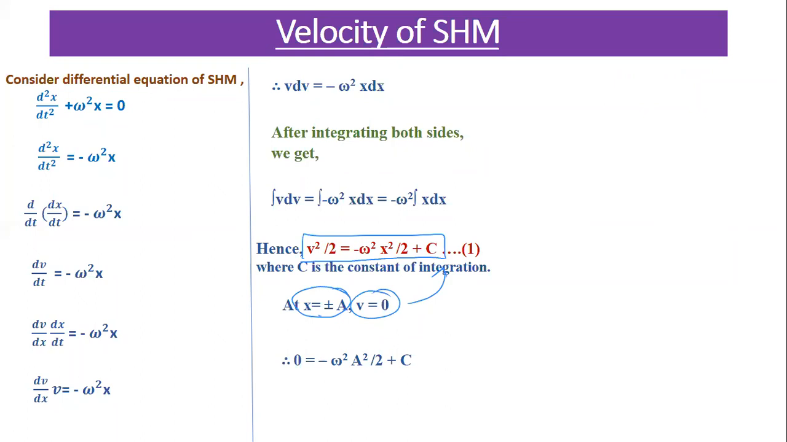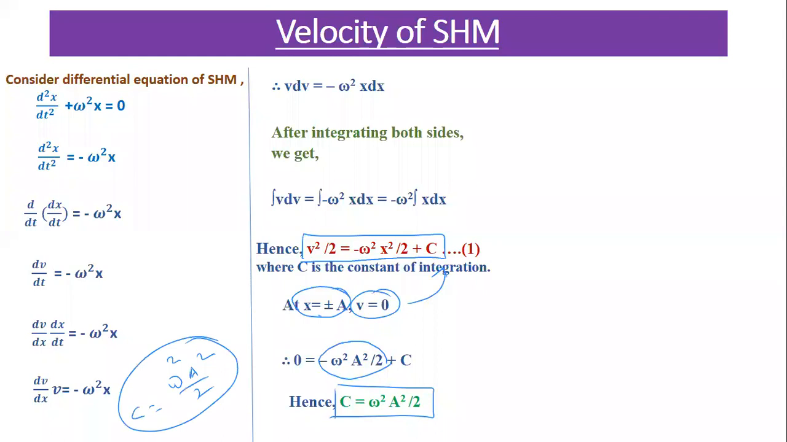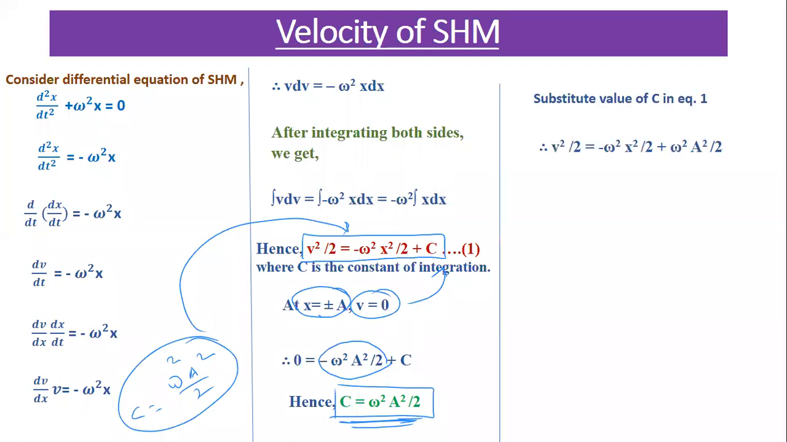Now this term we can shift to the left hand side. So we get a formula for c, and c is given by c is equal to omega square A square by 2. This is the value of c that we substitute in equation number 1. After substitution, what we get? v square by 2 is equal to minus omega square x square by 2 as it is, plus c. Instead of c, we write omega square A square by 2.